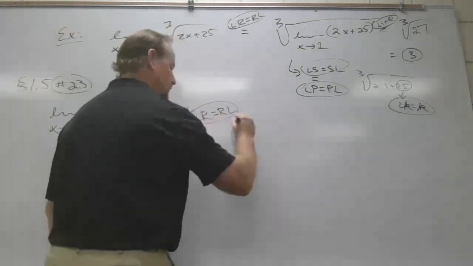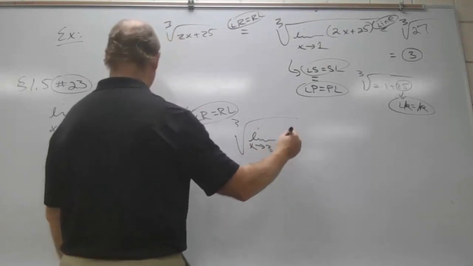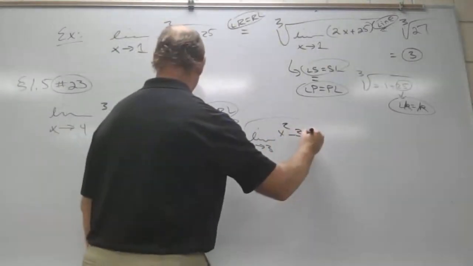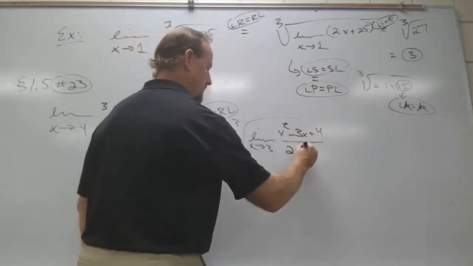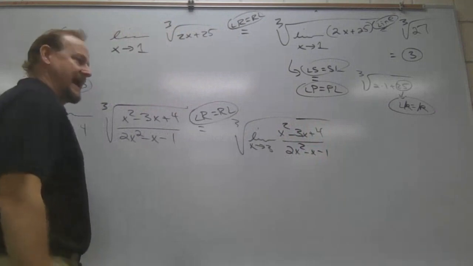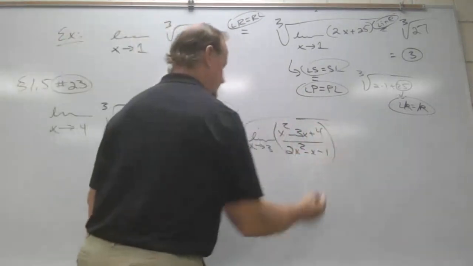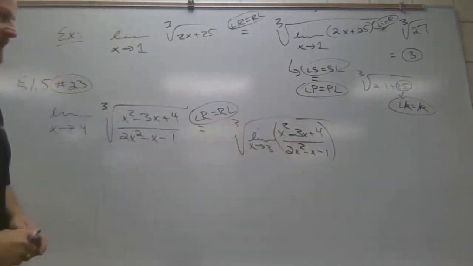Anyway, limit of the root is the root of the limit. So I can say this is the cube root of the limit as x approaches 3 of x squared minus 3x plus 4 all over 2x squared minus x minus 1. Okay, so we got that. Now what? I still need parentheses around that too, I guess. Anyway, limit of the root is the root of the limit.